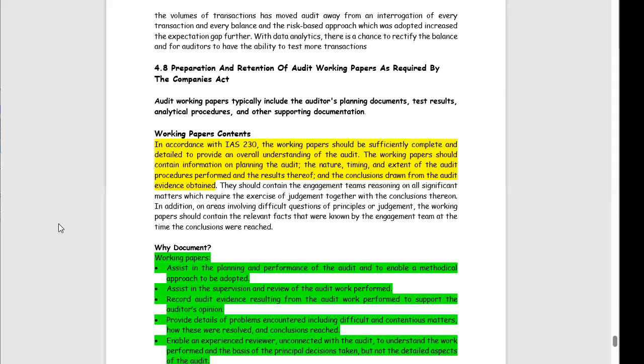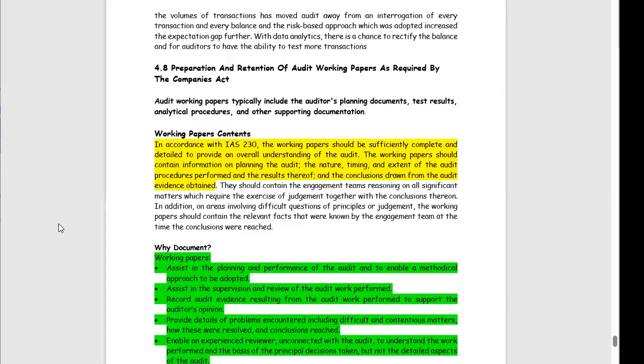They should contain the engagement team's reasoning on all significant matters which require the exercise of judgment, together with the conclusions thereon. In addition, on areas involving difficult questions of principle or judgment, the working paper should contain the relevant facts that were known by the engagement team at the time the conclusions were reached.